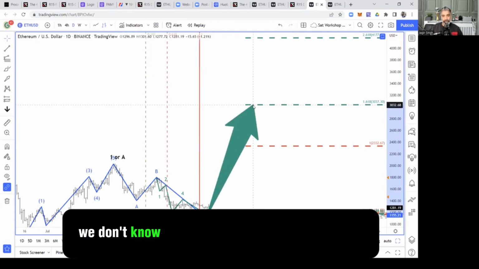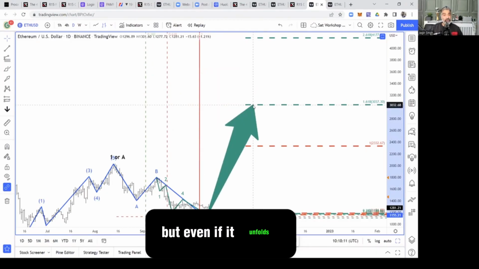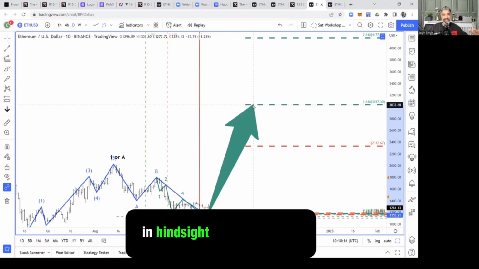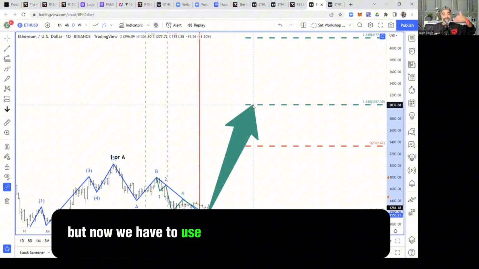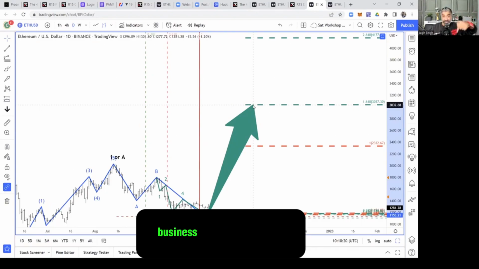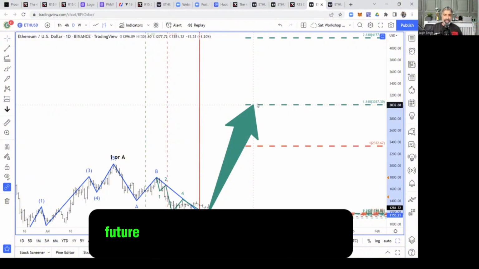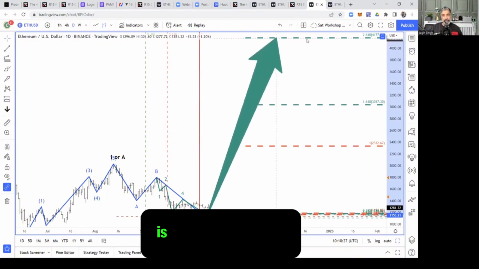At this point, we don't know if either of them are going to be hit, but even if it unfolds, we still won't know at the time, because it's hindsight. In hindsight, it's easier to see. But now we have to use leading indications to make a business decision today based on what we believe is likely to happen in the future. And then an overextended wave 3 is this 2.618.